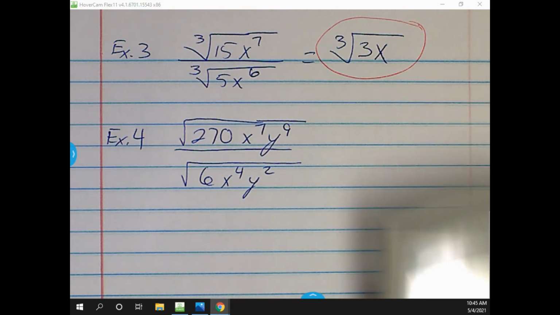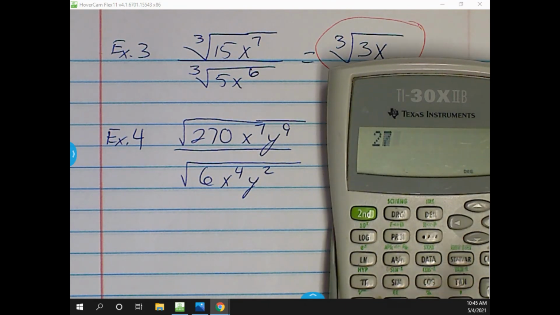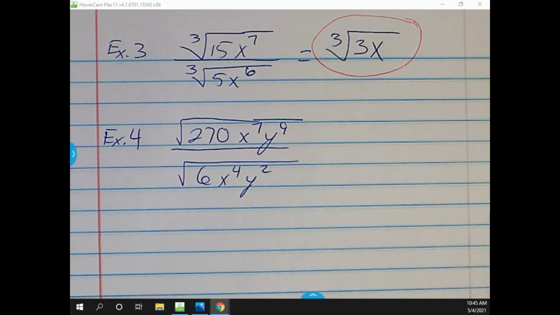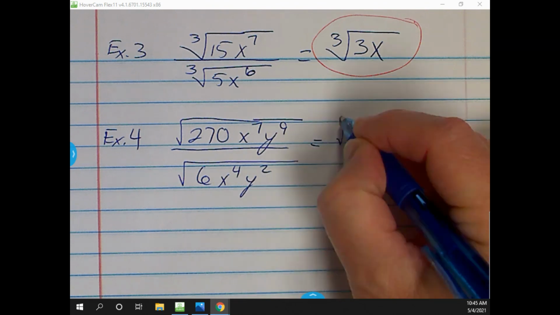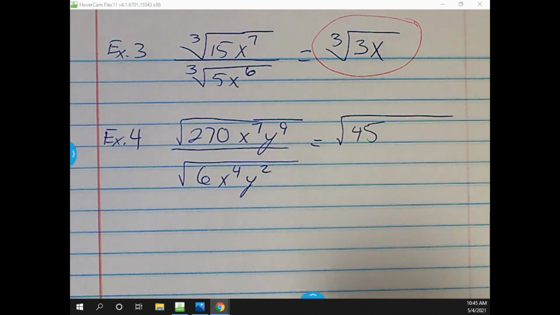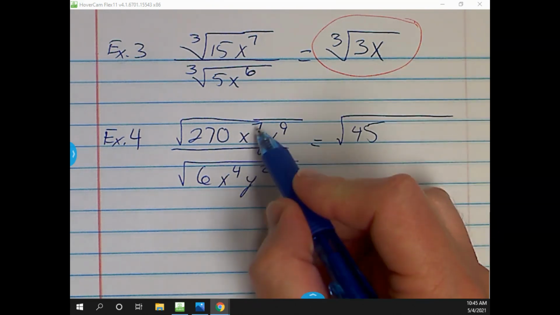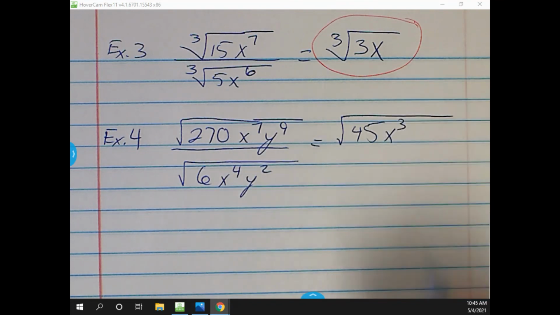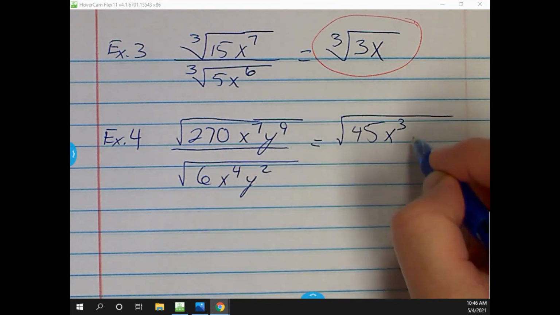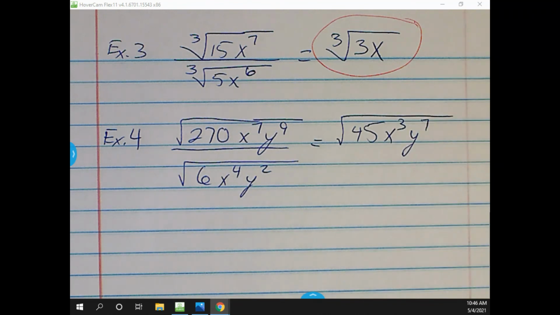Okay, first thing is, if you're not sure about 270 divided by 6, just check it with your calculator. 45. And then subtract your exponents. 7 minus 4 would be x to the 3rd. 9 minus 2 would be y to the 7th. Okay, and that's your halfway point. At that point, that's the correct answer, but you've got to put it in simplest form after this one.